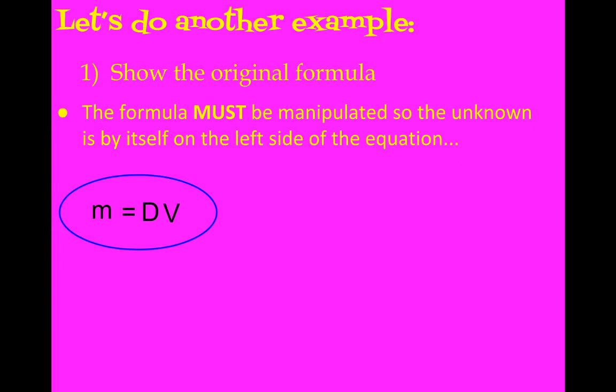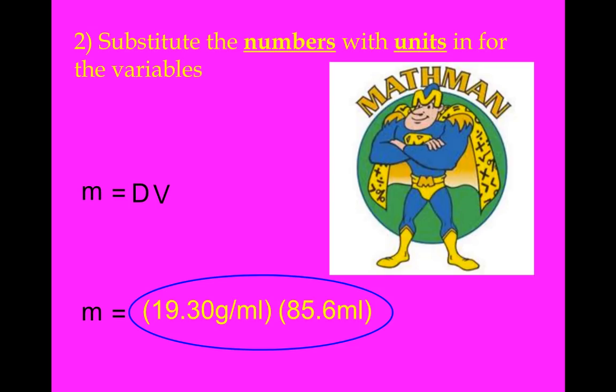Okay, so now let's follow the rules that we went through a minute ago. The formula must be manipulated so the unknown is by itself on the left side of the equation. We did that already, so that's what you're writing down for your formula. The next step is to substitute numbers in for the variables, making sure they have units on them. So here we go. The density I get from the problem, 19.30 grams per milliliter, and the volume, which I also read right off the problem, 85.6 milliliters.